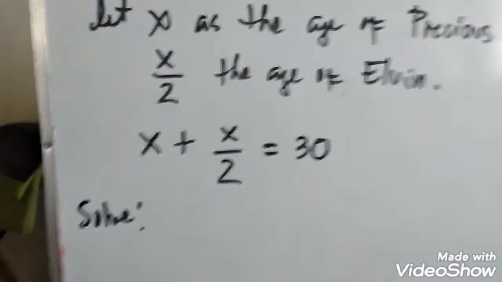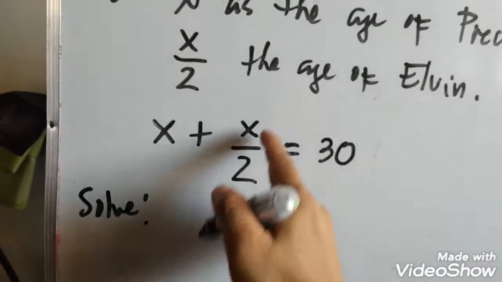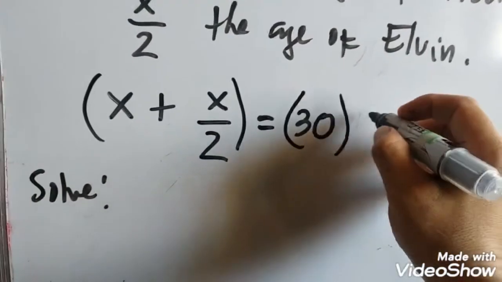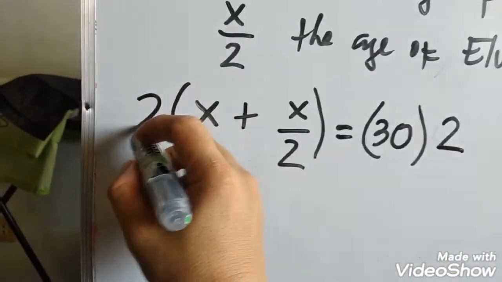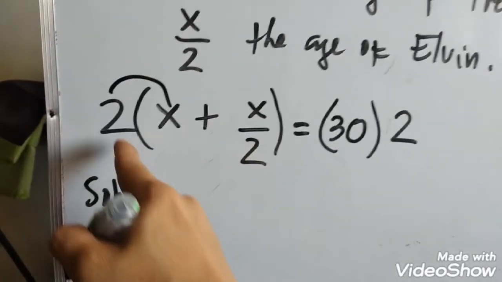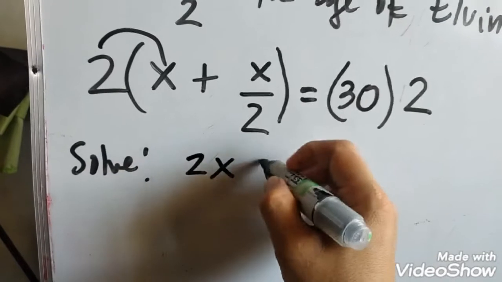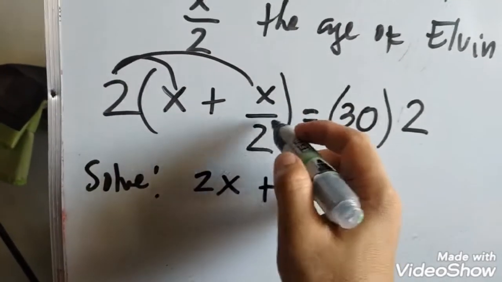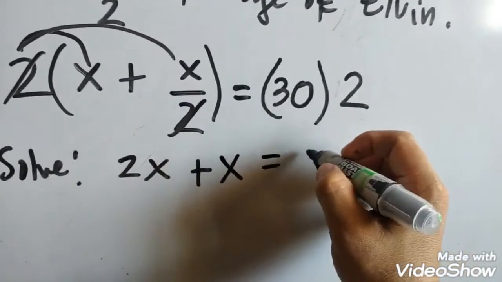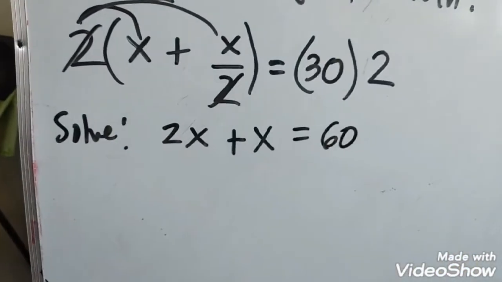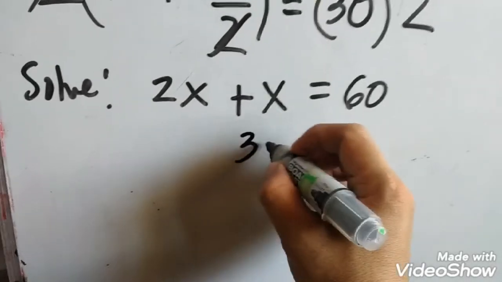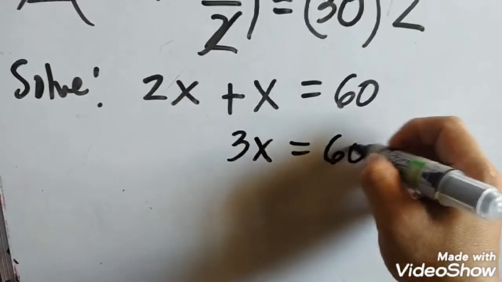So let's do this. Since we have here a denominator on this term, we need to cancel that out by multiplying both sides of the equation by 2. Since the number 2 is outside the parenthesis, we distribute: 2 times x is 2x, plus 2 times x over 2. So the 2 cancels, and only x is left. Is equal to 30 times 2, so that is equal to 60. Then since 2x and x are similar terms, we can add. So 2x plus x is equal to 3x, is equal to 60.